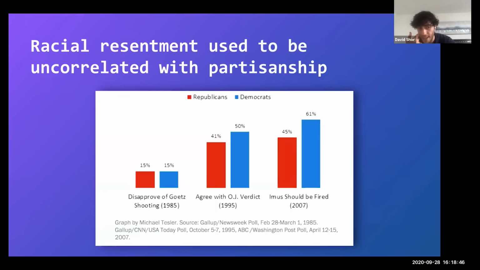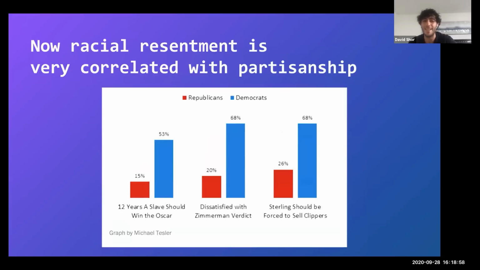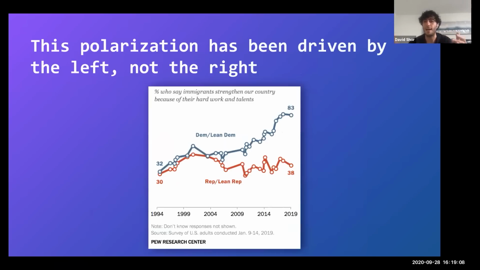If you go back to 1985, or to the OJ verdict, controlling for race, there's basically almost zero gap in racial attitudes between parties. It's hard to imagine today because this is what this graph looks like now. And these tables are from 2013 and 2014. If you made them now, the gaps would be even larger. So the question is why did this happen?